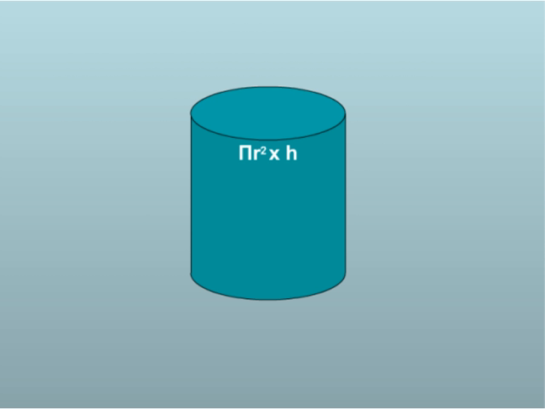All volume really is area times the height, as we see in the case of a cylinder. The volume of a cylinder is pi r squared, the area of the circle at the top or the bottom, times the height.